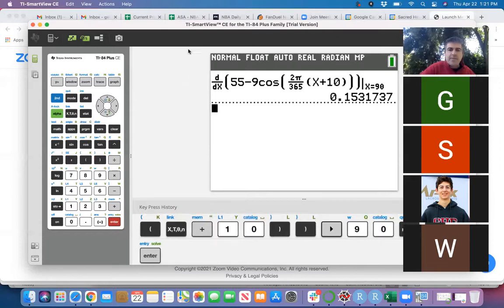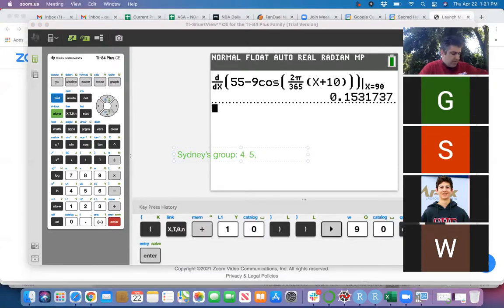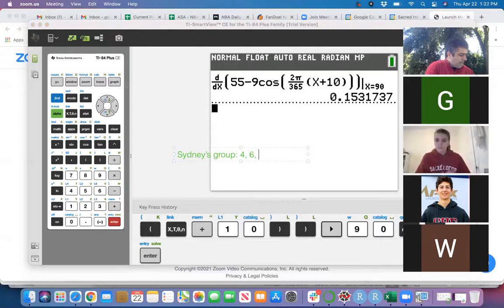I just forgot that I'm actually on my Mac device, so my mouse won't work. So you guys are going to do, let me do this as a text box. So for Sydney's group, you guys are going to do 4, 6, 8, 9.